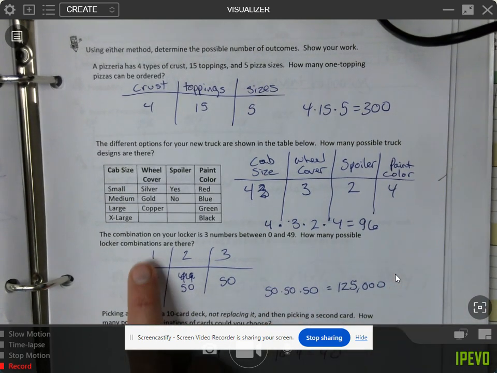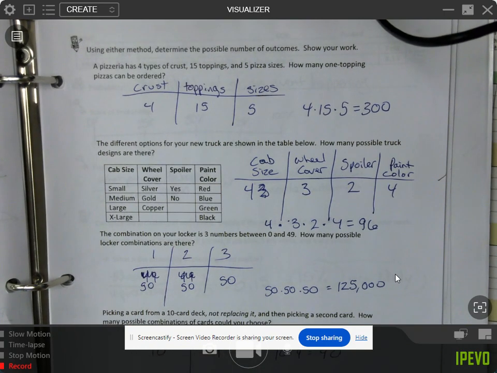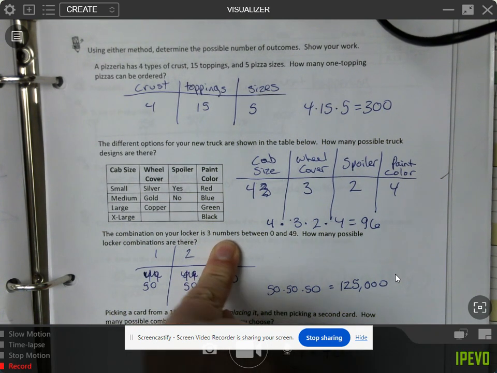Now, for our combination on our lockers, I saw lots of different answers as I was walking around. There are 3 numbers in our locker combination. So how many events is that? Yeah, it's 3 events. Let's listen, please, so we can understand our mistakes.